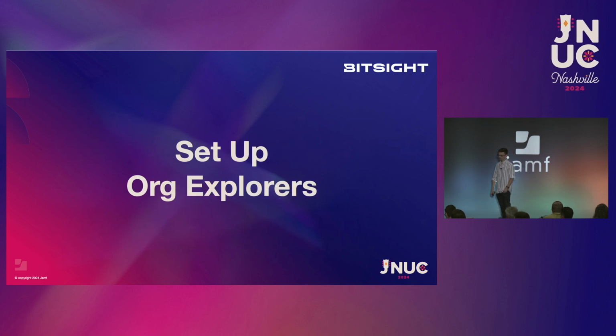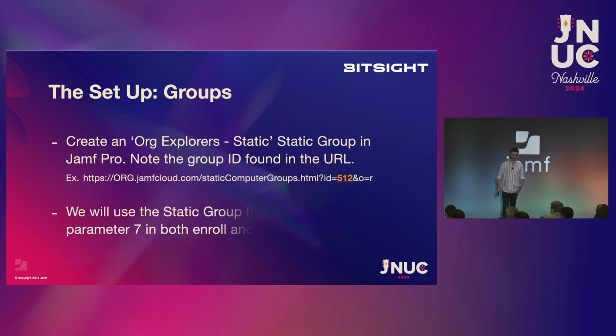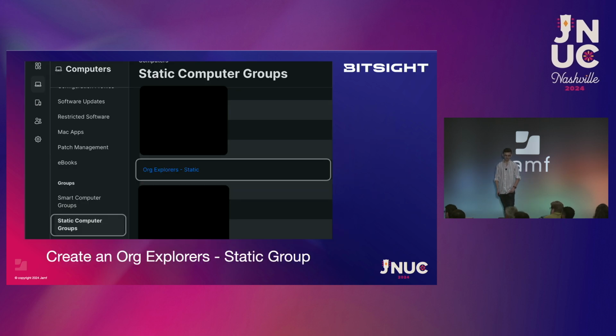So let's set this up. The first step is to create an Org Explorer static group. This is just going to be a blank static group that we're going to use for our script. Please note the group ID, which can be found in the URL up at the top. We'll use this for script parameter 7 in our enroll and opt-out policies. All of this will also be uploaded so you can have the guide as well. I know it's going to be a few slides. Here's what that static group would look like: just a simple static group, computers, static group, create new, done.